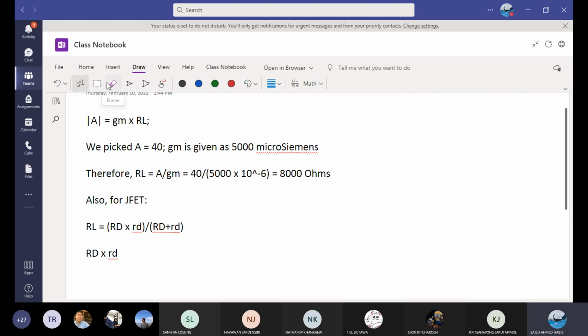Let me start drawing now. The equation is like this: RD times small rd, what is the value of small rd? It's 40K. I'll just write 40K instead of writing all those zeros. 40K RD divided by RD plus small rd, which is 40K, so plus 40K. This is all in ohms, equals 8,000 or 8K.